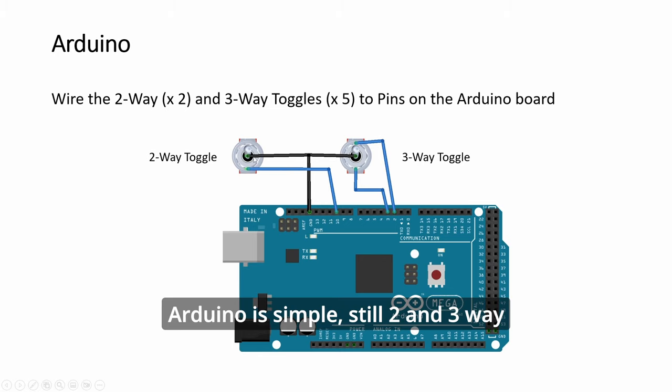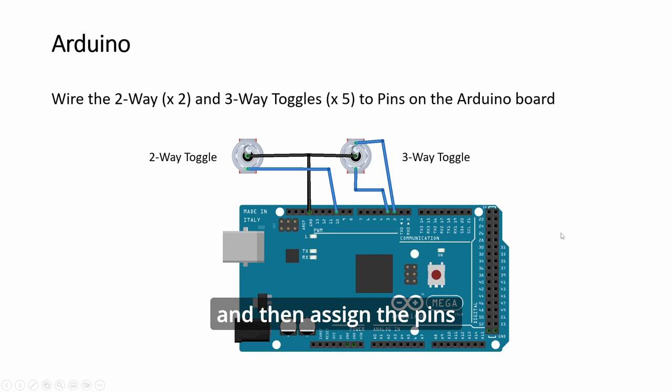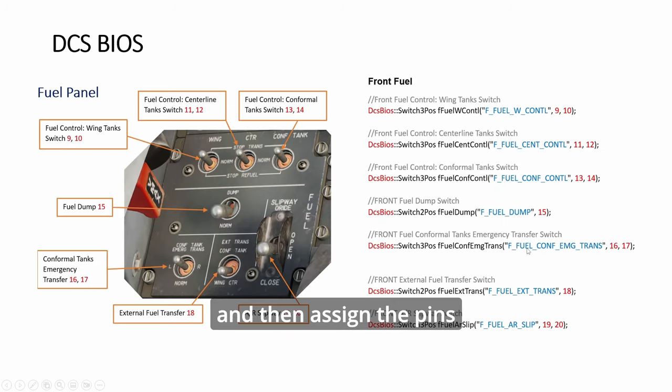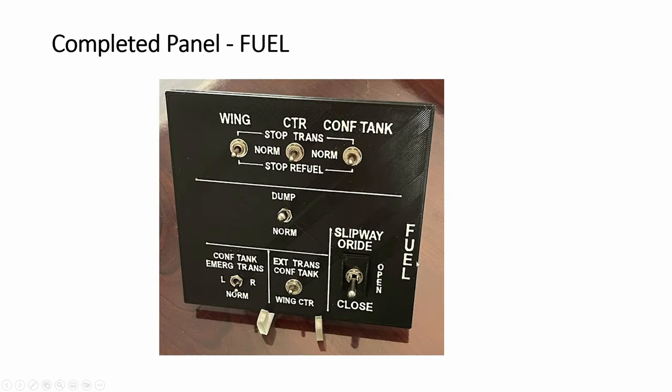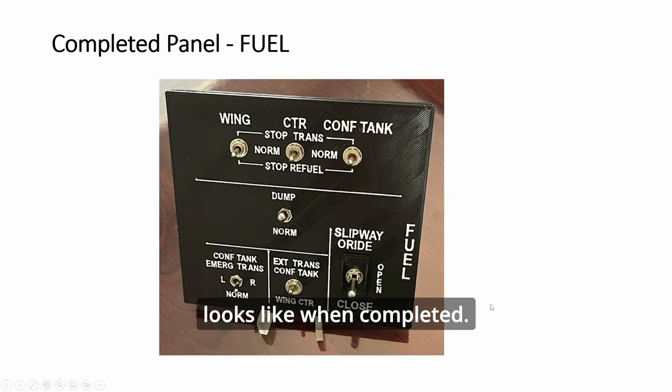Arduino is simple, still 2- and 3-way toggle, nothing new here. And then assign the pins, and you have a working fuel panel with all the switches. So this is how it looks when completed.